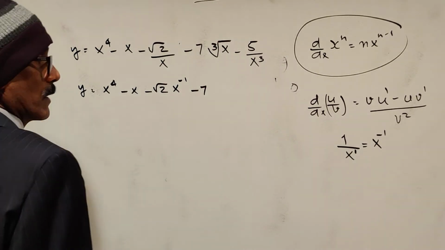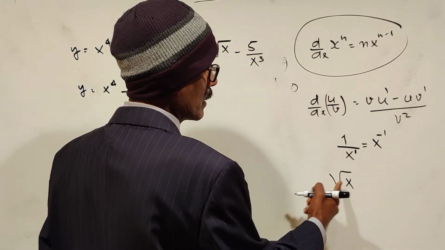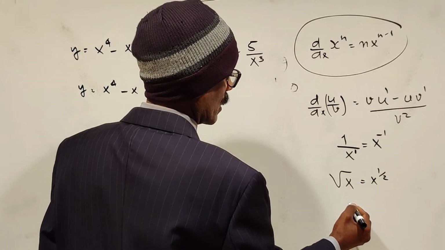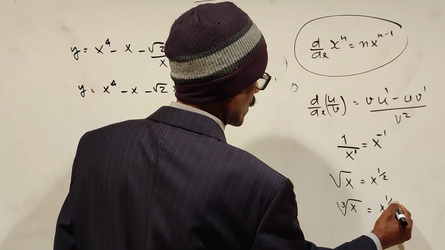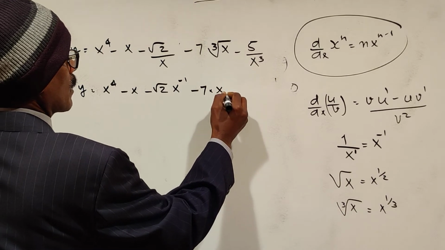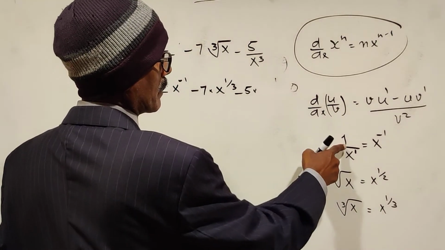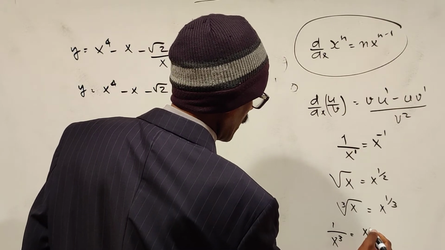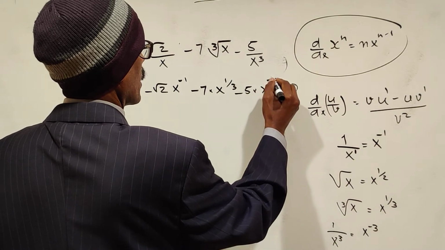What is square root x? You don't need to put 2 here. Square root x means x to the power half. What is cube root? Cube root x means x to the power 1 by 3. Okay? Minus 7 times x to the power 1 by 3, minus 5 into 1 by x cube, the same thing. 1 by x cube is x to the power minus 3, right? Minus 5 into x to the power minus 3.